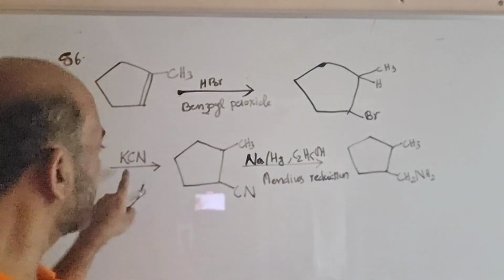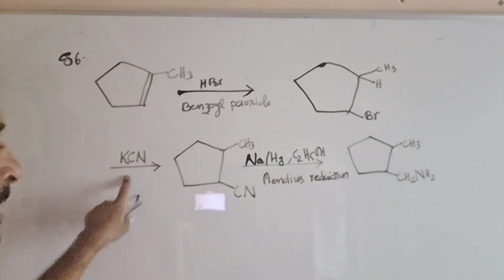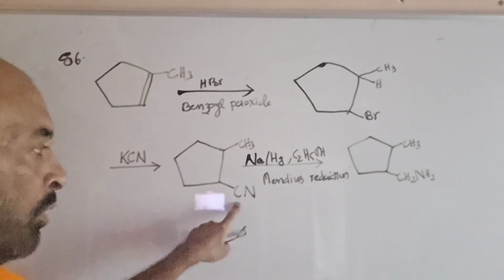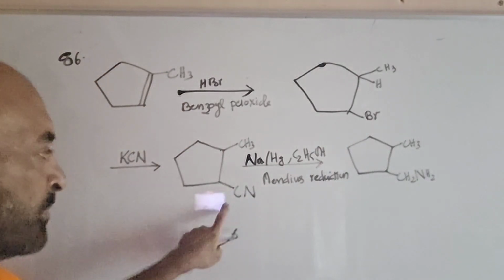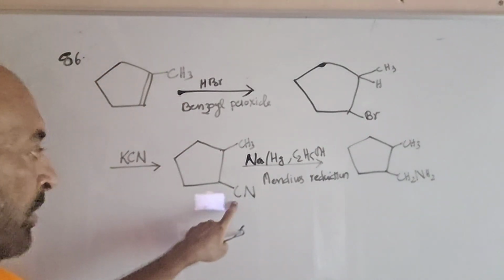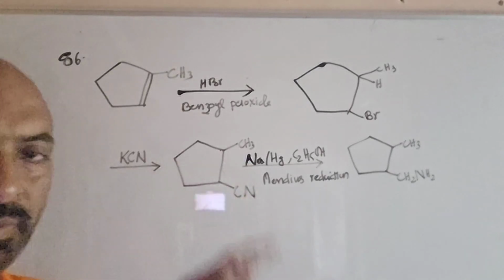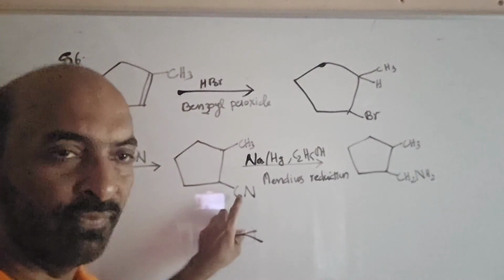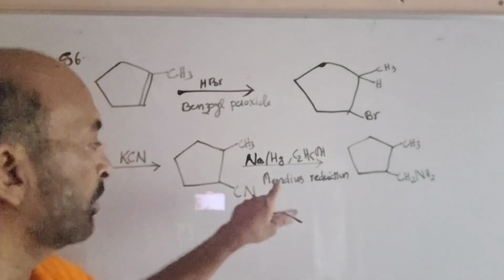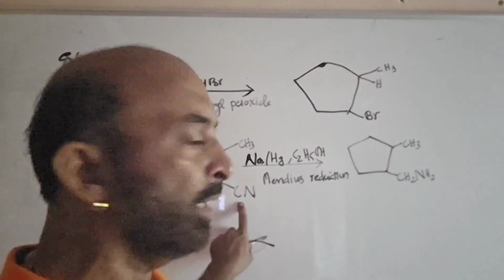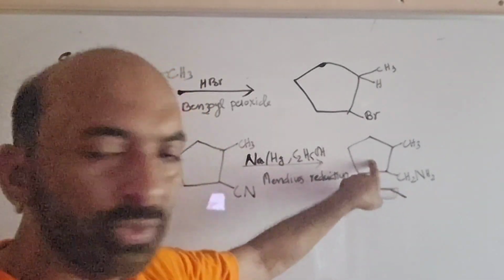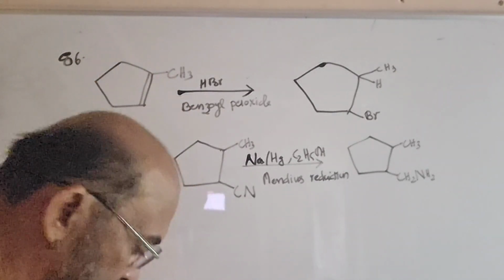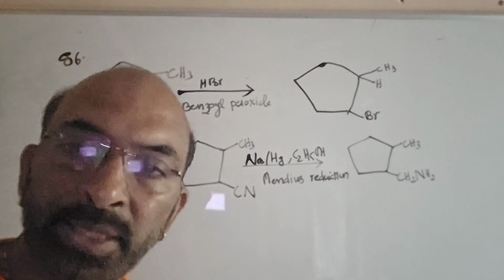Then what is the next reagent we are using? KCN. It is a nucleophilic substitution. Bromine is substituted by the nitrile group, the cyano group. You get this product. CN replaces Br. Okay, and finally we are reducing this with sodium amalgam and ethanol, Mendius reduction. This reduction converts the nitrile group to an amino group. CN is converted to CH2NH2 by addition of hydrogen. So this will be the final product. As per the given options, 2 is the answer. So for this question, 86, 2 is the answer.